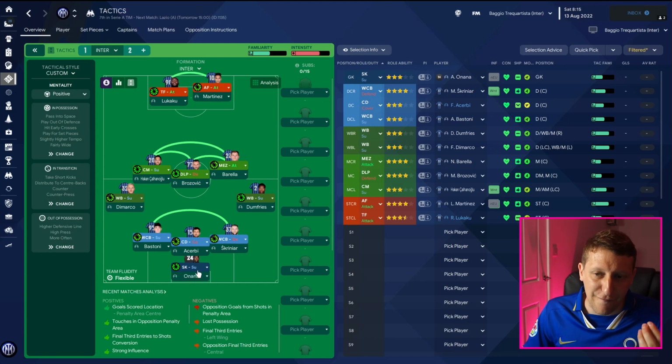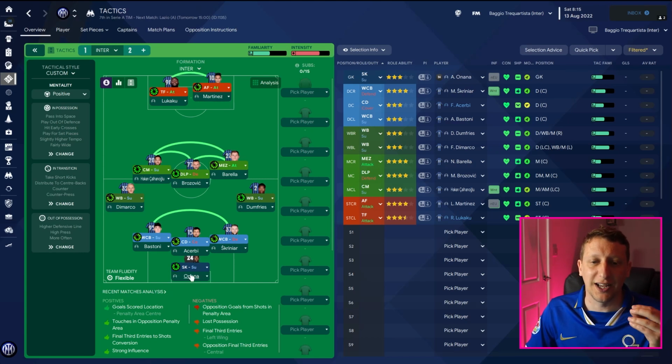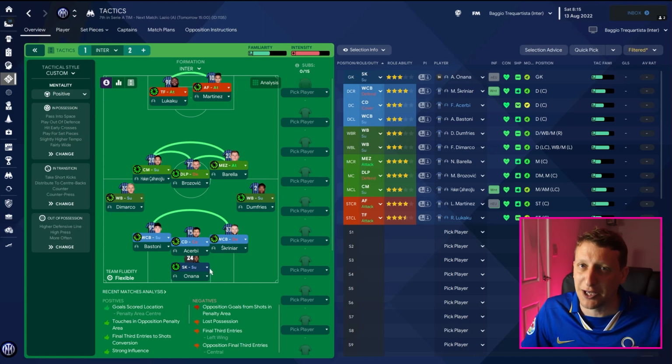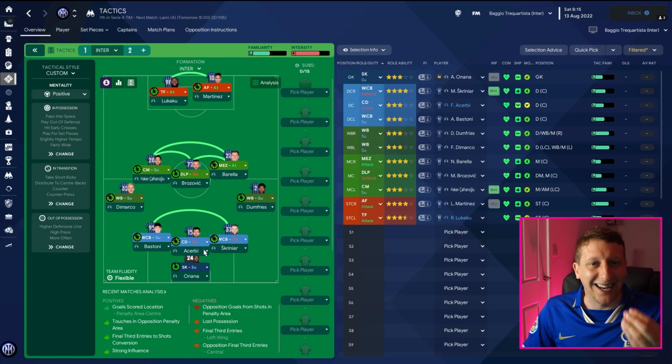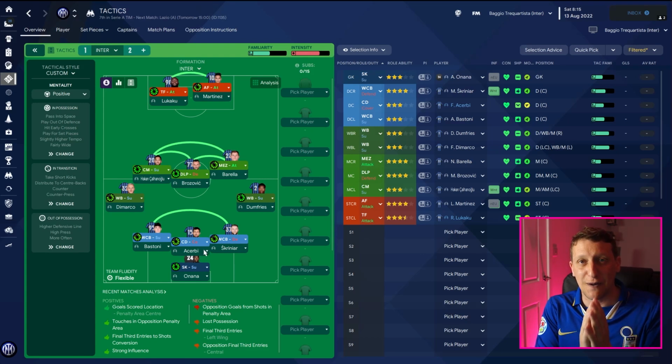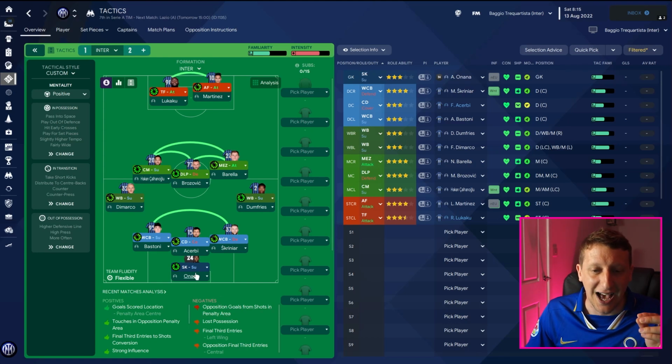Onana, sweeper keeper, very important. He's played a lot recently. Definitely better with his feet. It has been suggested that Manchester United should maybe make a move for him. In particular, if Inter Milan do not qualify for the Champions League this season, they're going to be in financial meltdown. So he is a keeper that played under Ten Hag at Ajax.